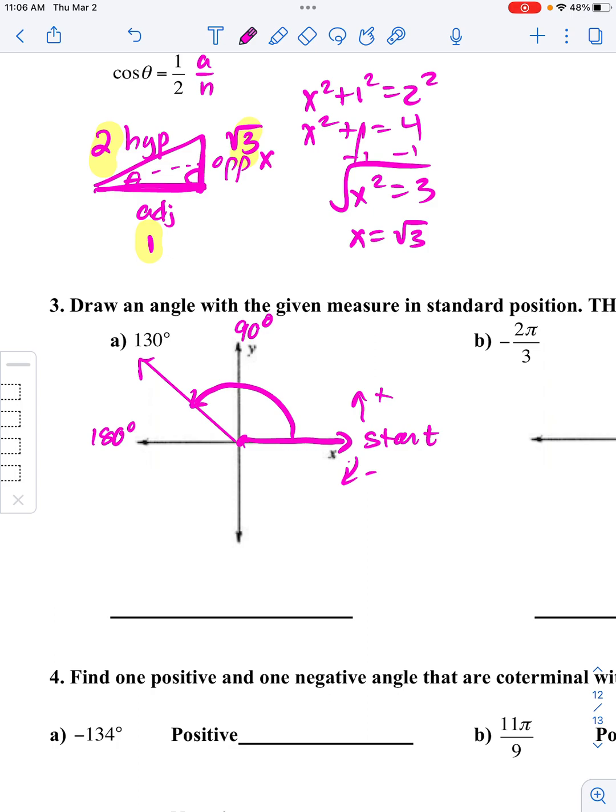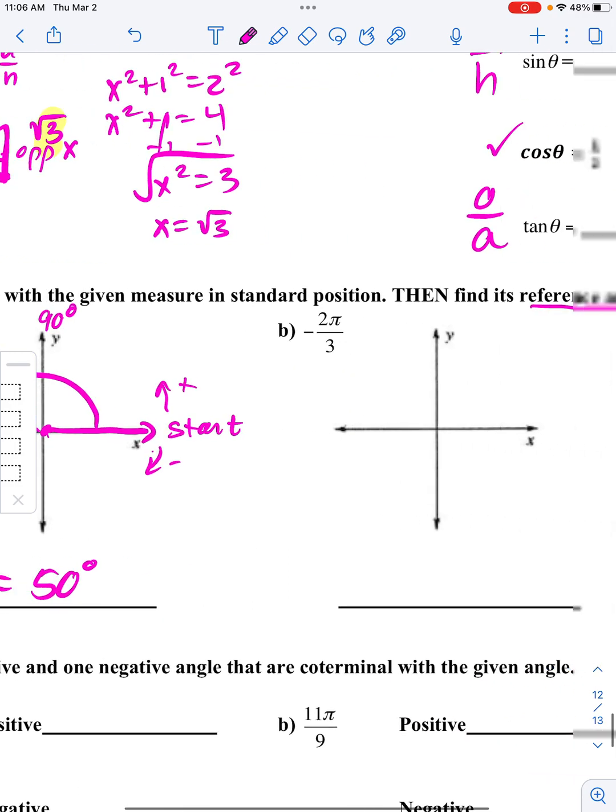So that's my angle. And then the reference angle is saying, are you closer to the left or right end of your x-axis? And obviously you're closer to this. So that makes this little corner your reference angle. And you just look and say, okay, how far away are you? And the answer is 50 because there's 50 degrees between 130 and 180. So you are 50 away from the x-axis.